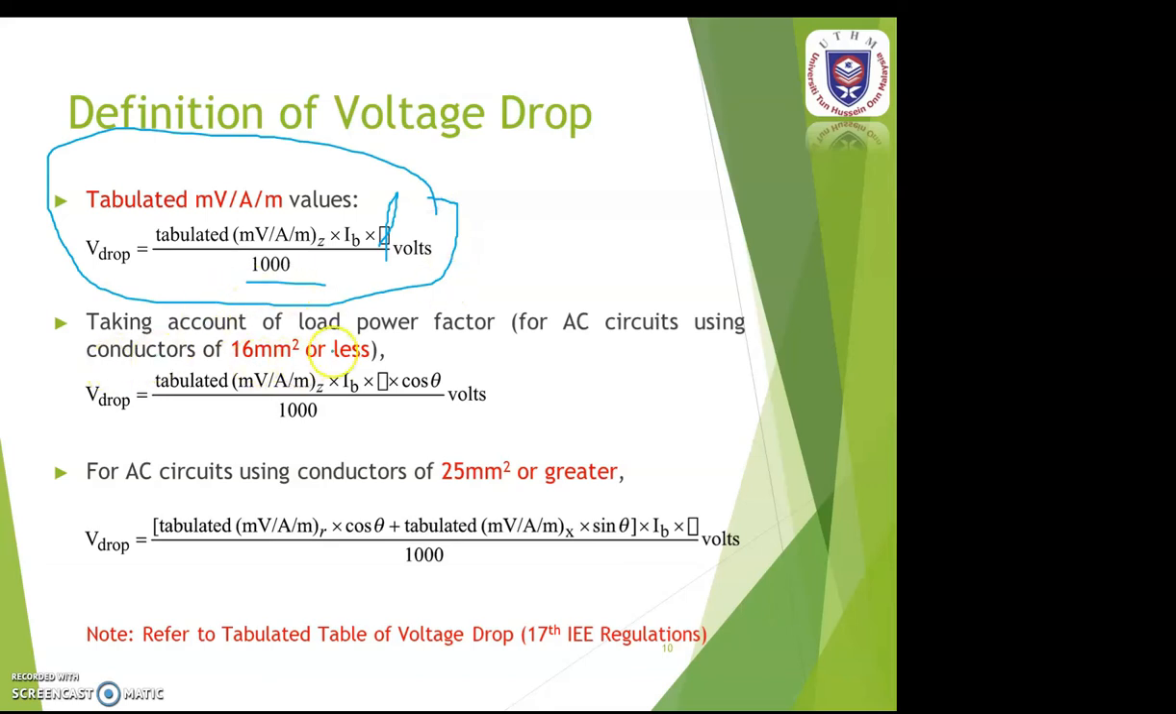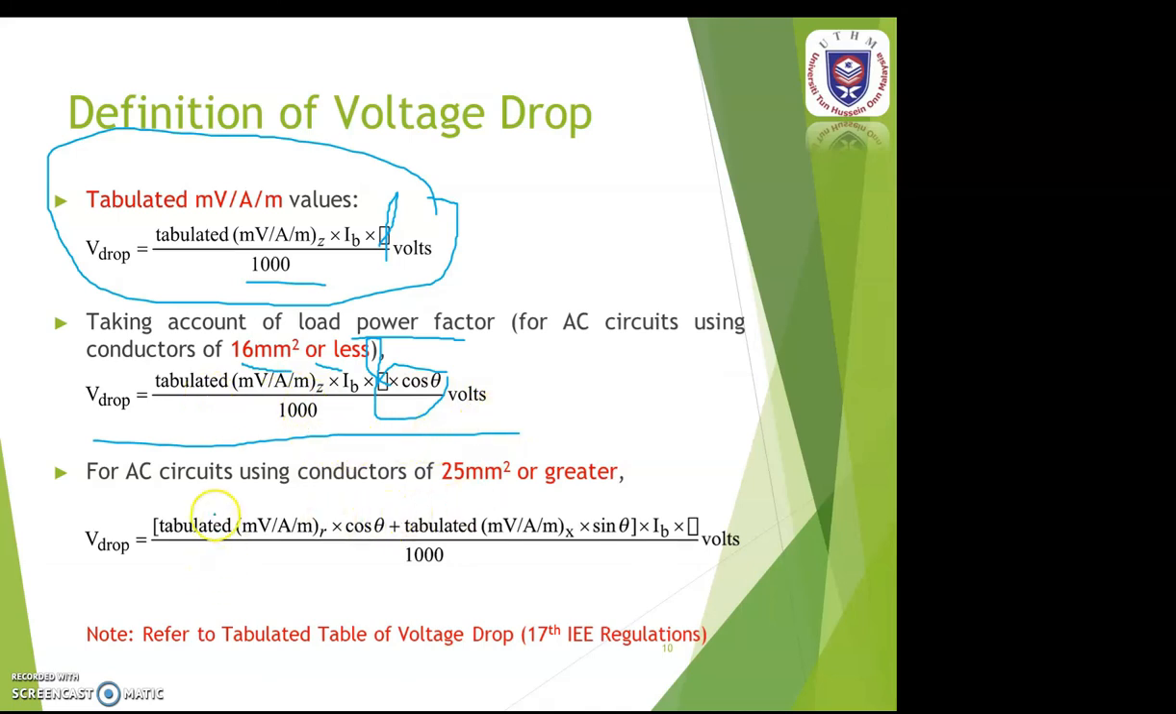If we take account of the load power factor, so normally in an AC circuit we have to consider the power factor, and the size of conductors is 16 square millimeter or less, then you can use this equation. Voltage drop is equivalent to tabulated millivolt per ampere per meter times the design current times the length of the cable times cos theta, which is the power factor, and then divided by 1000 volts.